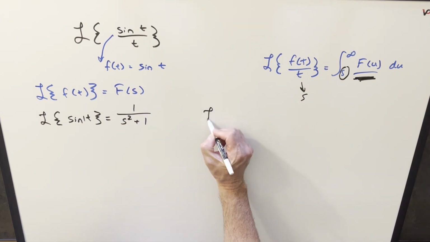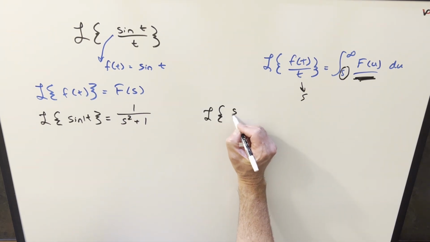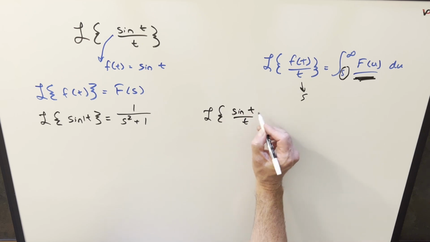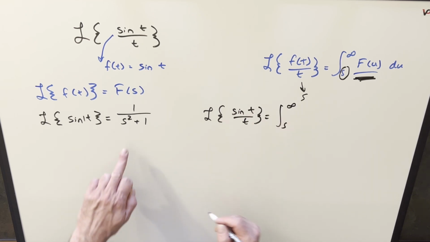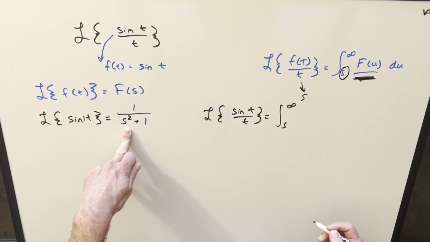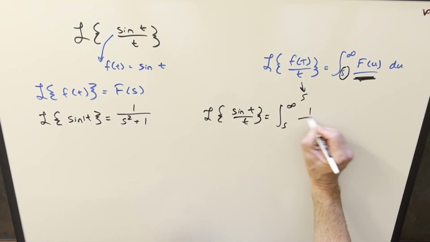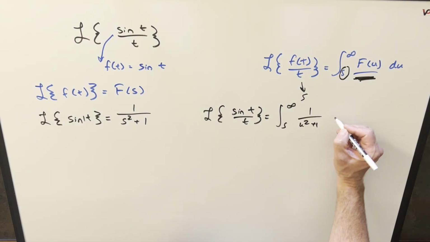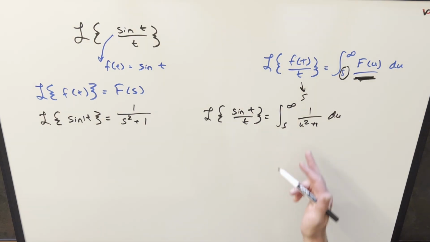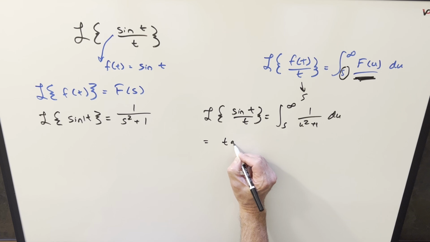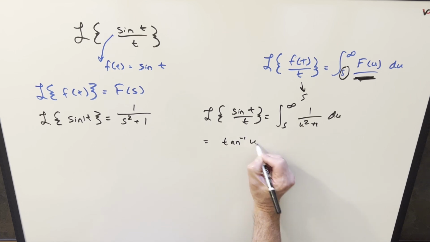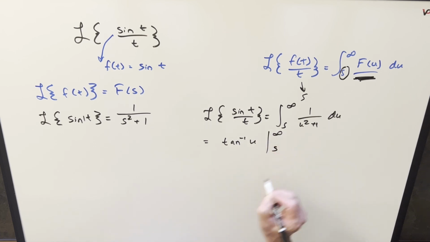So then over here, to use this formula, let's write the whole thing back. We want the Laplace of sine t over t. Then we have the integral from s to infinity. Do a variable change on this same expression, but we just want to change it to u. So we're going to have 1 over u squared plus 1 du. Go ahead and integrate on this. This is just going to be our arctan formula. So what we get is arctan of u evaluated from s to infinity.